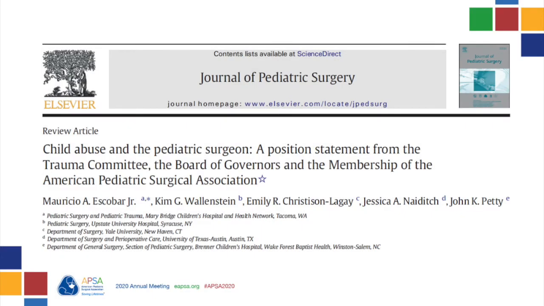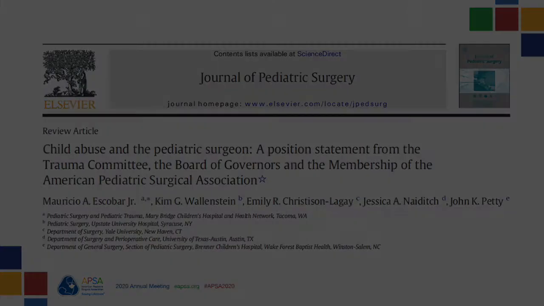So why did APSA become interested in this? One of the things that we recognized is that there was no standardized way in how a child is screened in trauma centers. This led to the publication of the APSA position statement on screening for child abuse and the role of the pediatric surgeon. Importantly, it defined the spectrum of traumatic disease that these children experience and made recommendations.